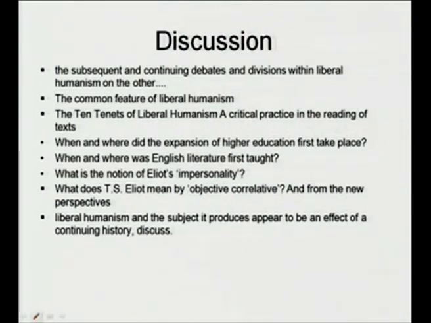When and where did the expansion of higher education take place in the first place? When and where was English literature first taught? What was the notion of Eliot's impersonality? What does T.S. Eliot mean by objective correlative?